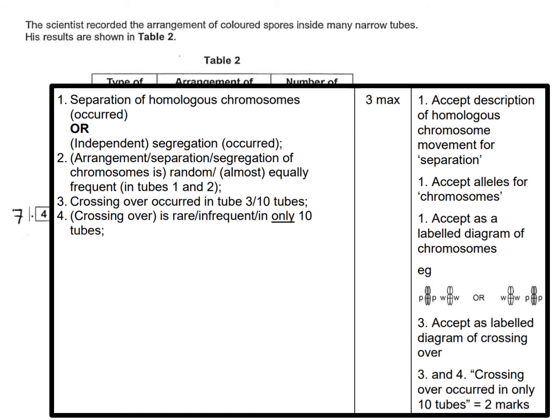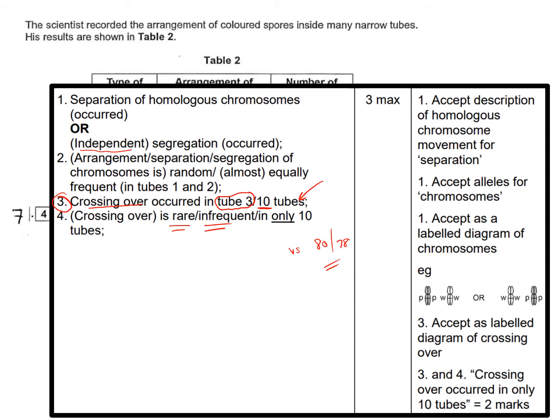Mark point number 3. So we've got to use the data. Crossing over has occurred in tube number 3. So we've got to reference tube number 3. And there's only 10 tubes with that arrangement. And that's because crossing over is rare or very infrequent, which gives the lower number of 10 versus 81 or 78 that we had earlier.